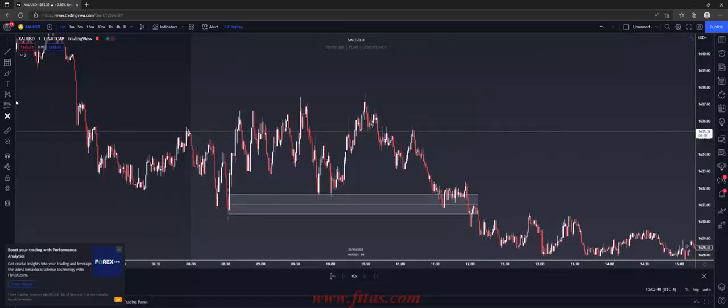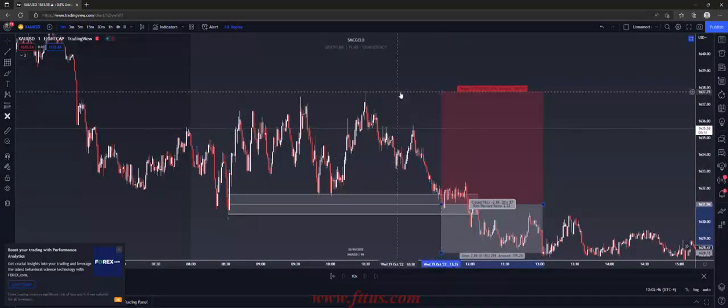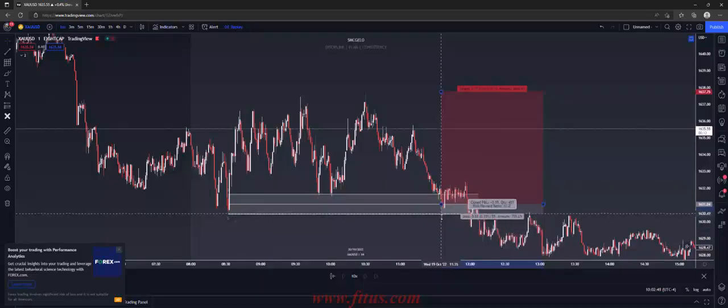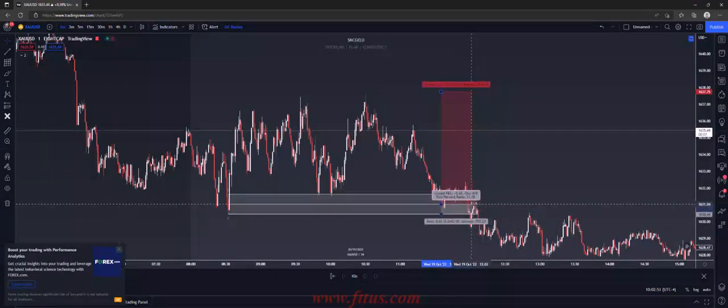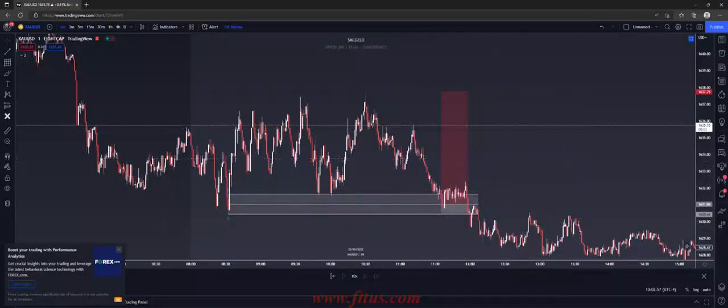I entered right here at the tap of the 50. We were in profit a little bit. Targeted this high right here. We were in profit a little bit, but as you can see, price just stopped this out within like 10 minutes. So I was like, whatever, I'm done for the day.